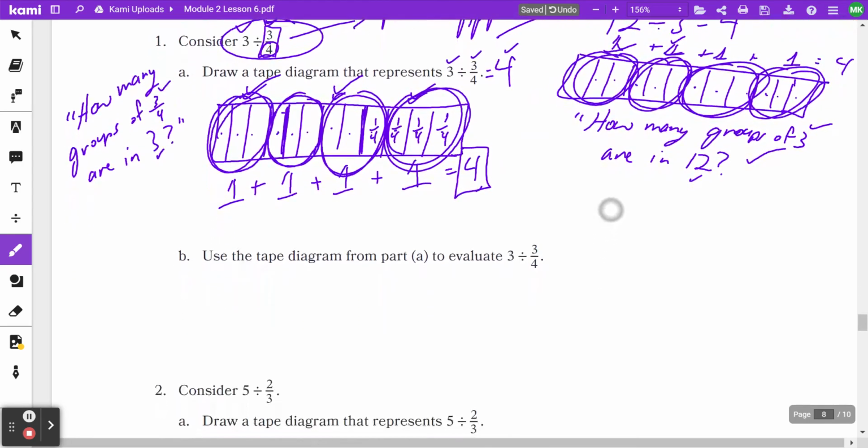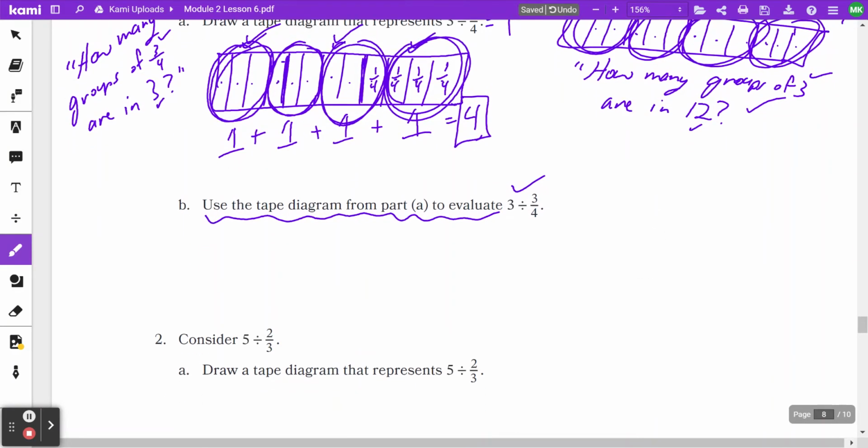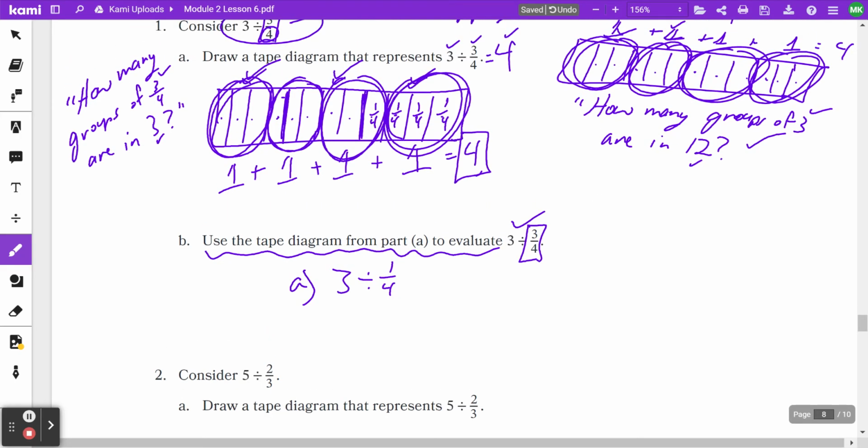Now, the next part of that is kind of doing this without the diagram a little bit, but you'll have to do a little bit of thinking. So they want us to evaluate this using the tape diagram. Now watch what happens here. I'm going to play with this a little bit. I'm going to do part A. So if I took that 3 and now I'm making groups of 3/4, how many groups of 3/4 are in 3? What if I asked you how many groups of 1/4 are in 3? And I do that first. Well, wouldn't that be the 12? Wouldn't that answer be 12?